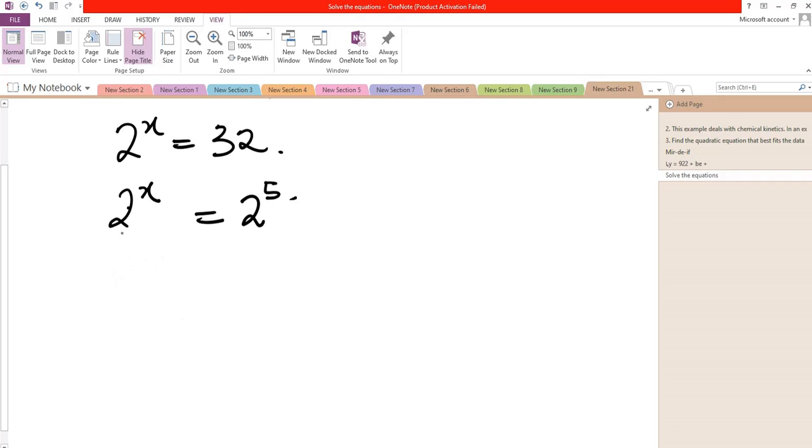Now, the bases are the same. Since the bases are the same, we equate the powers. So you have x is equal to 5. This is the answer.